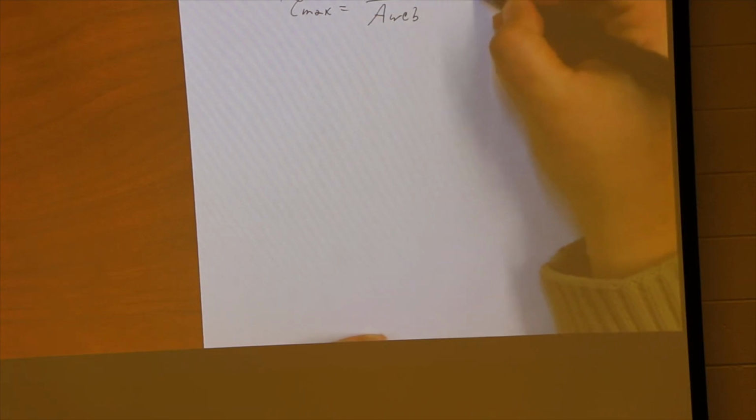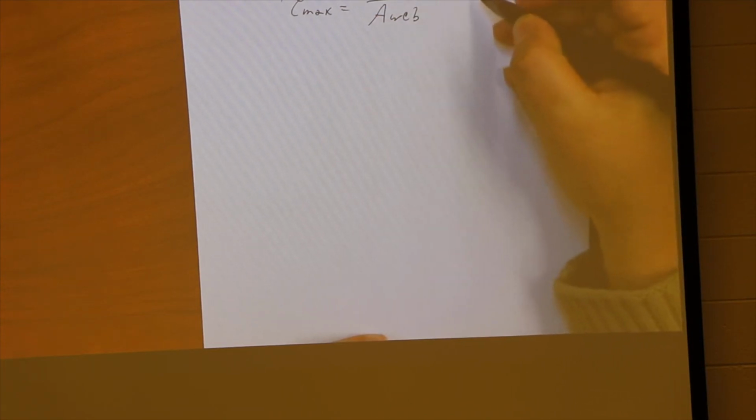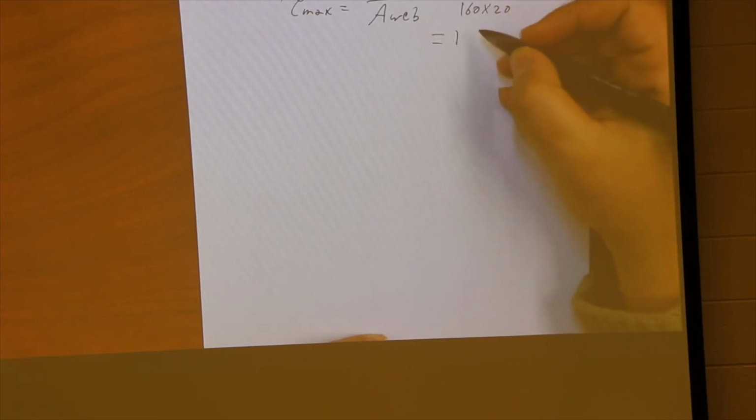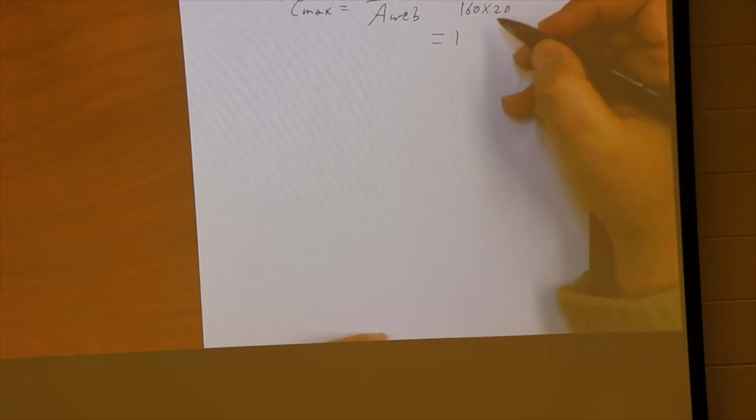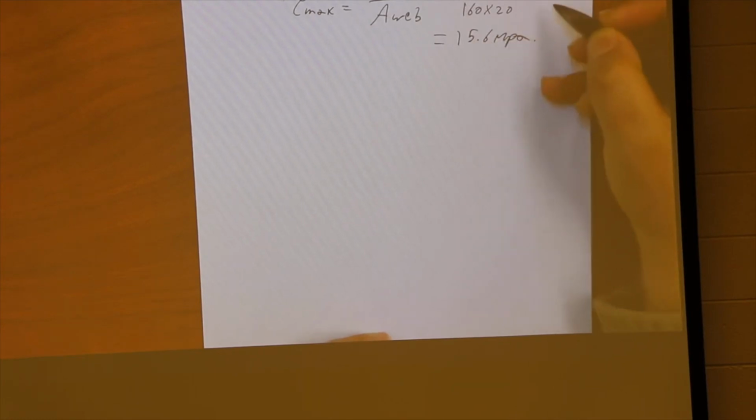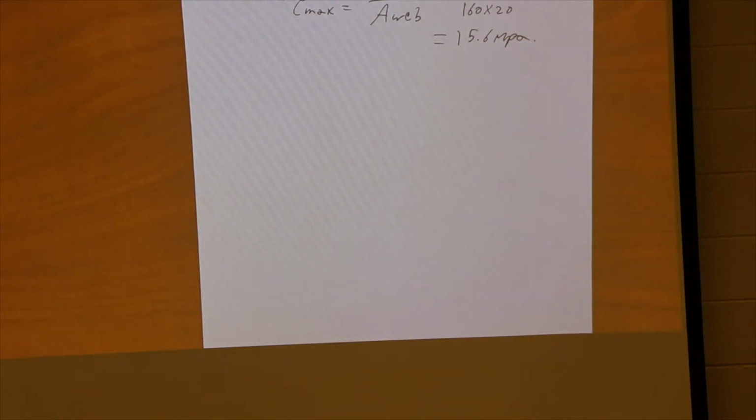So this is 50,000 over 160 by 20, which is equal to 15.6 megapascal. So the answer is 15, which is answer D. However, if you decide to do it accurately, the answer is 14.7, and the approximate one is 15.6. The difference is 6% error. So in this case, the approximation that tau maximum equals V over A web is totally valid.